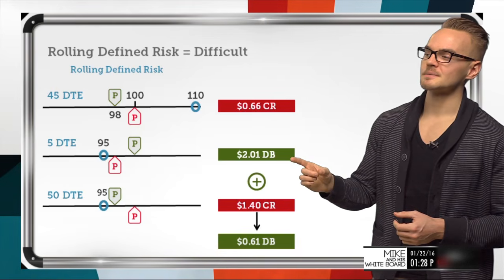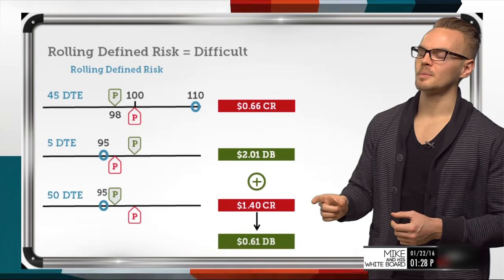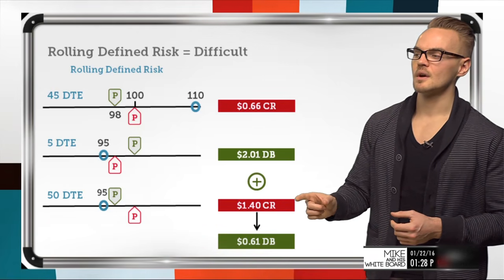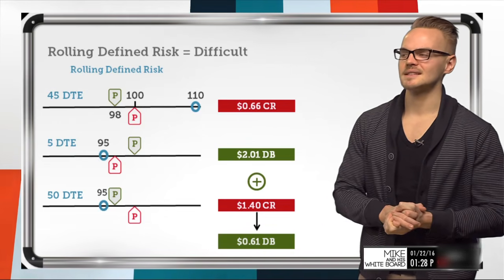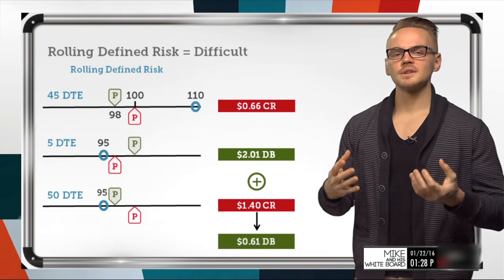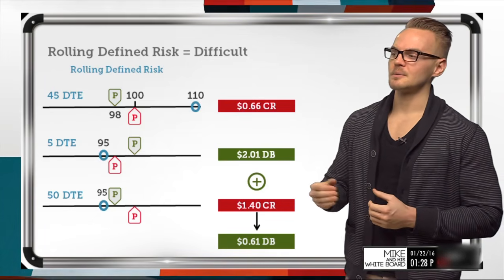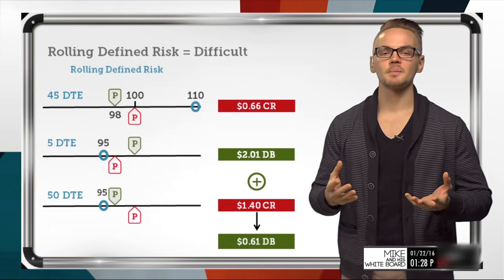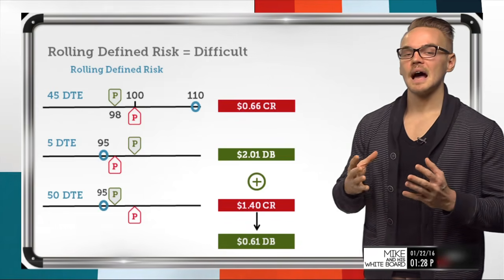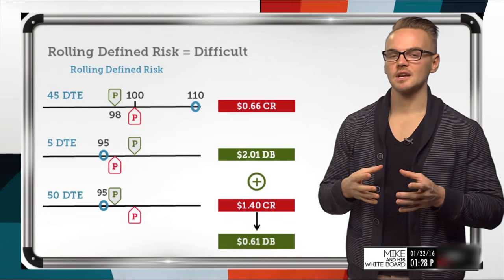So if I'm closing my trade for a 201 debit and opening my new trade with 50 days to go for a $1.40 credit, I'm going to see a 61-cent debit on this trade. So what does this mean? Basically, what I would be doing here is keeping the dream alive, of course. I've got my spread still open. I've got the same assumption. However, I'm hurting my profit potential.